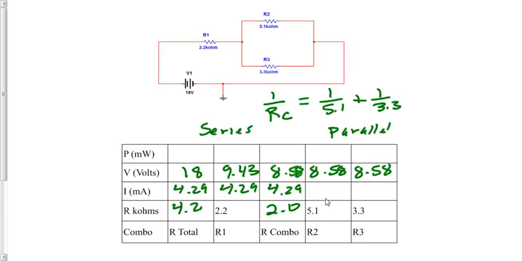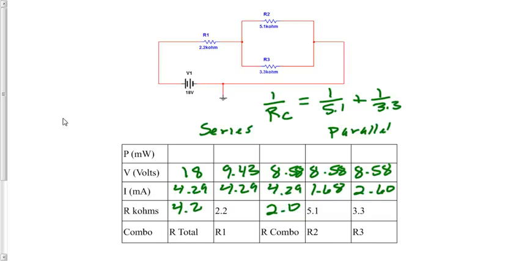And now one more time, I can get current for those by taking 8.58 divided by 5.1, and that'd be 1.68 milliamps. And 8.58 divided by 3.3 is going to give us 2.60 milliamps. Again, see how we're obeying all of our units here. We're in kilo ohms, therefore milliamps. But when we multiply kilo ohms by milliamps, we do get regular volts.